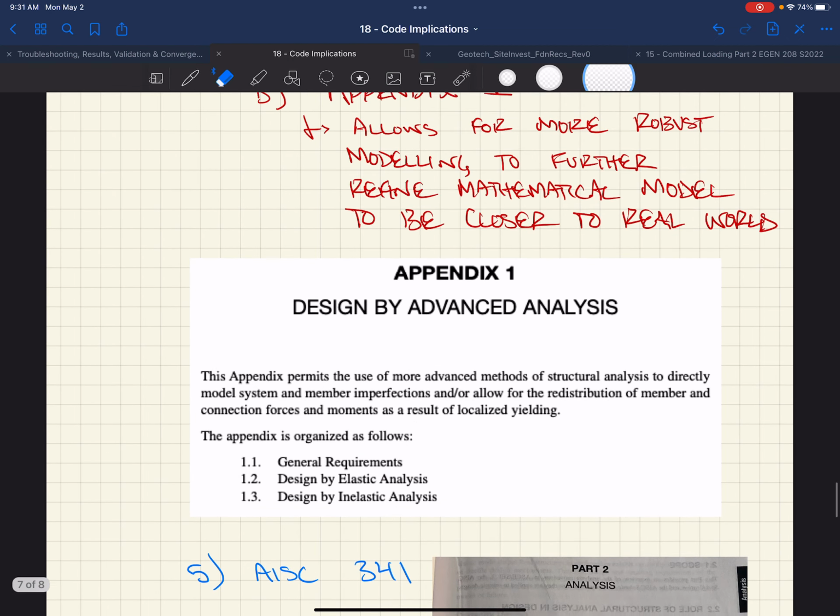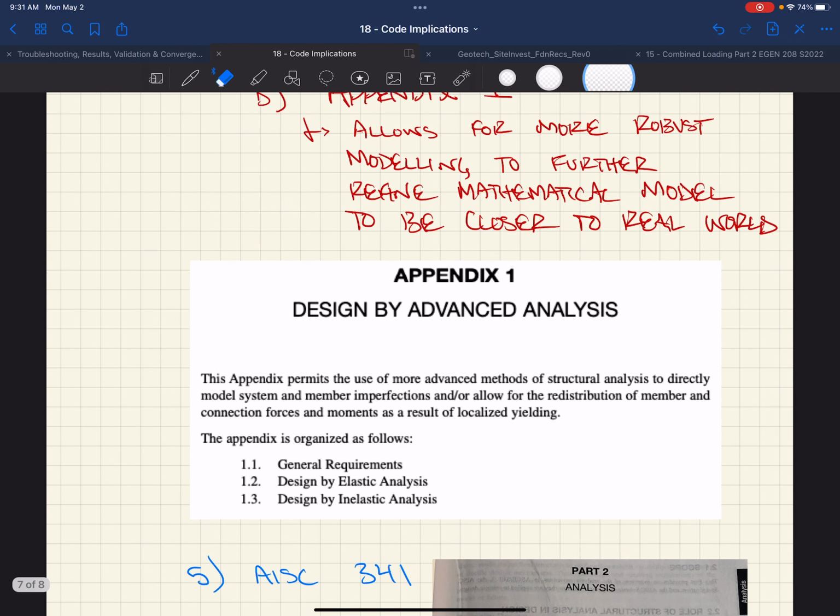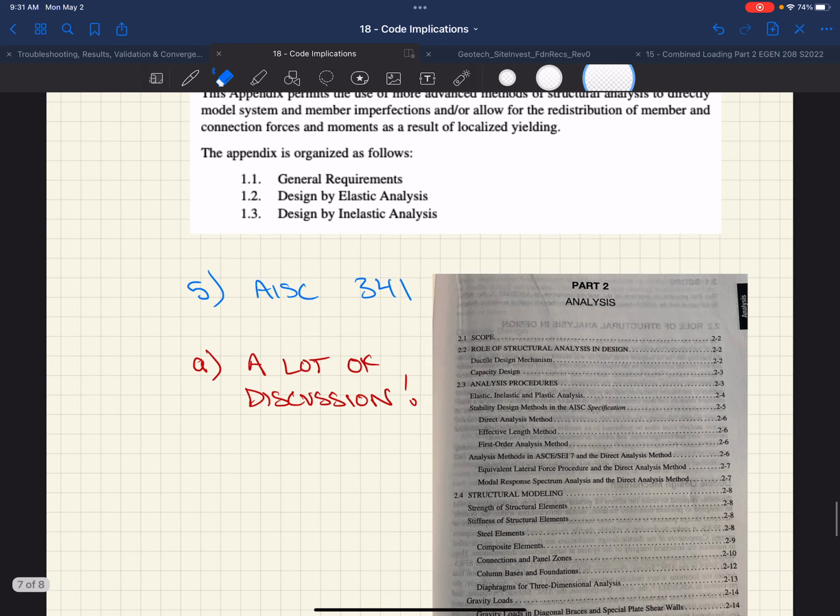All right, and the hope here, right, is that we're pushing our mathematical model closer and closer to the real world, right? That is the desire. Because as we get closer and closer, then we feel better and better that we're actually modeling it. We're making fewer simplifications, which generally amount to conservatism, which amounts to larger structures, which amounts to more money, right? We can save money by doing a more in-depth analysis.